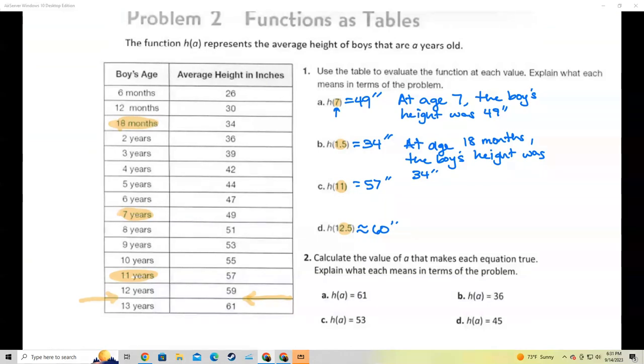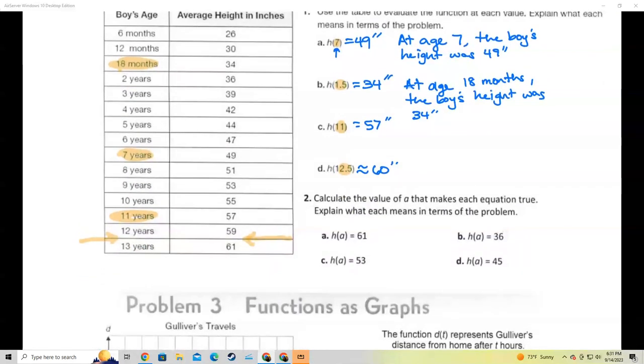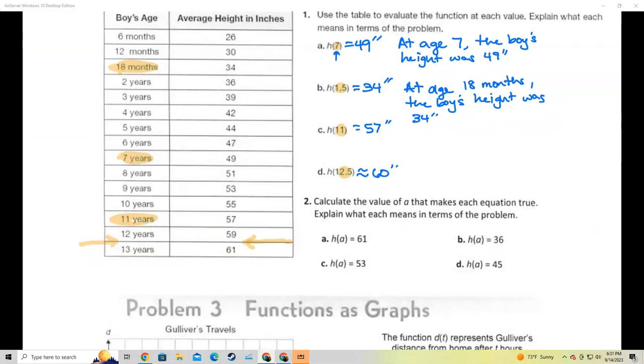All right, let's take a look at number 2 and see how those look. It says calculate the value of a that makes each equation true. Explain what it means in terms of the problem. h of a equals 61. This time that 61 is on the outside, which means it is not an x. This is actually a y value or an output.